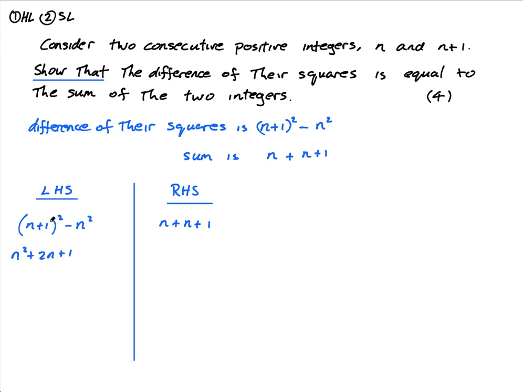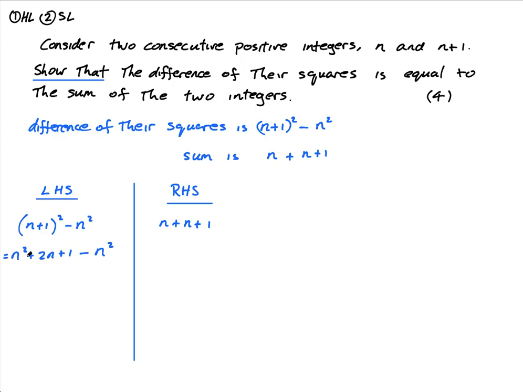Make sure you know how to expand a binomial, guys. It's just do it the long way if you're not sure. n plus 1 times n plus 1. This times this plus this times this plus this times this plus this times this. And you get this. I'll just get rid of that. And then it's minus n squared.